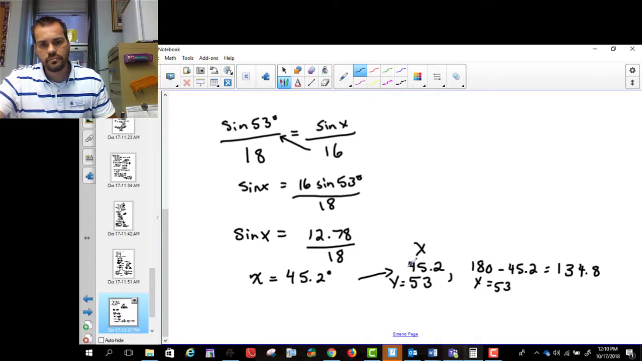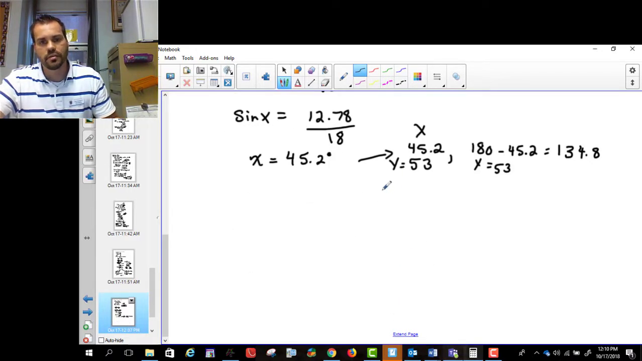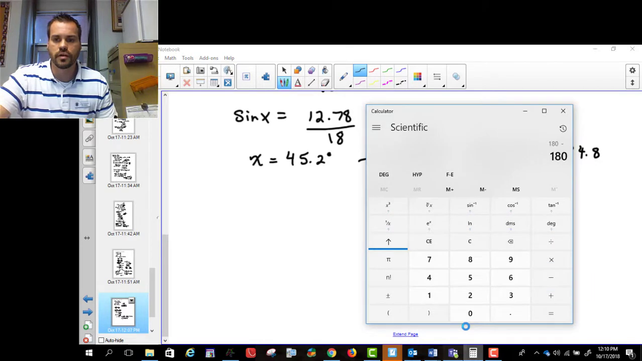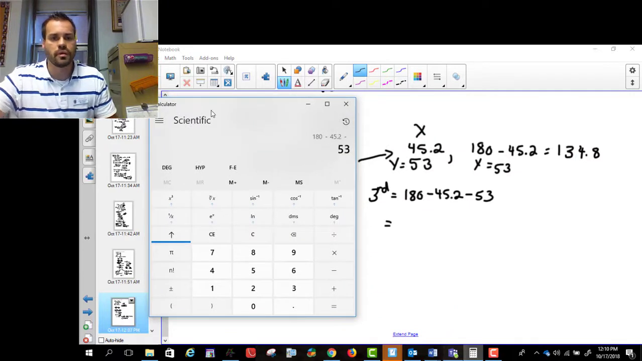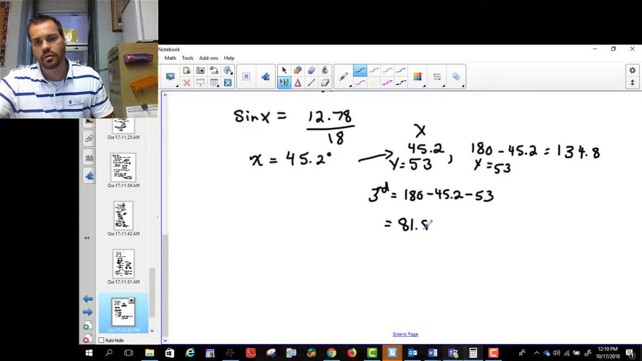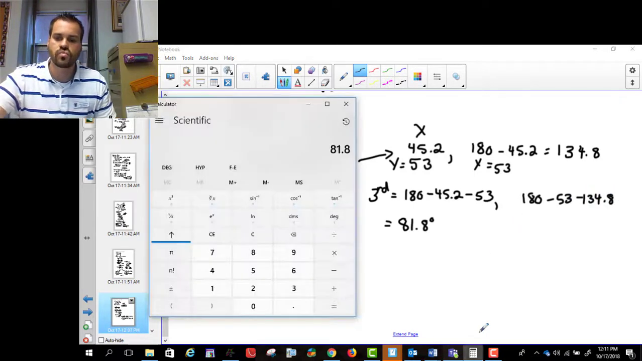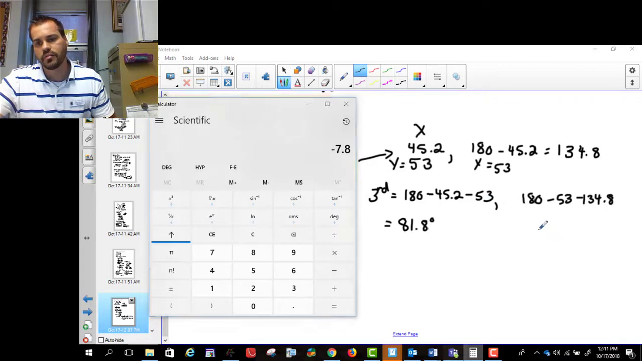All right. And then that means the third angle would be 180 minus the other two. So minus 45.2 and minus 53. And if we do that, we get 180 minus 45.2 minus 53, and it's 81.8. So that works. In this case, it's 180 minus 53 minus 134.8. We do that, and it gives me minus 7.8.